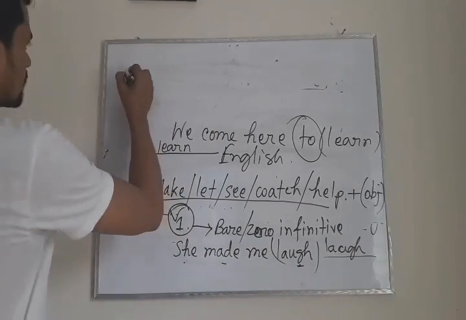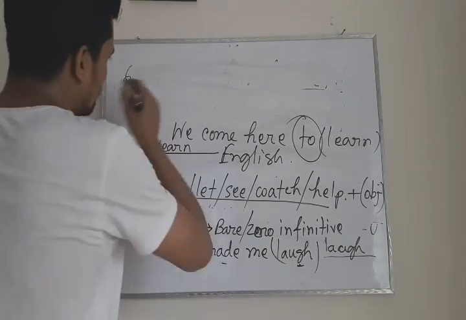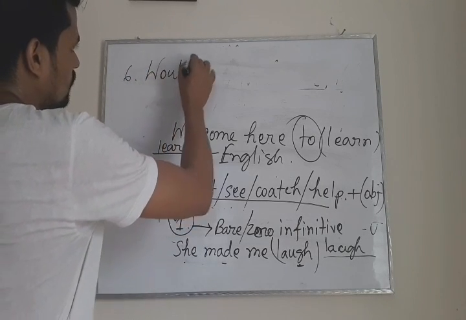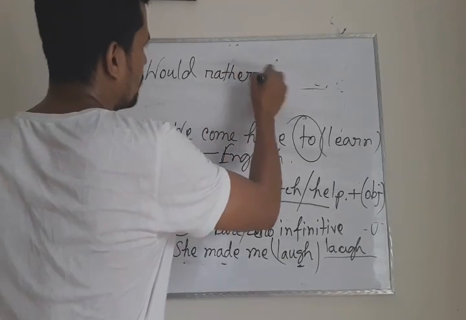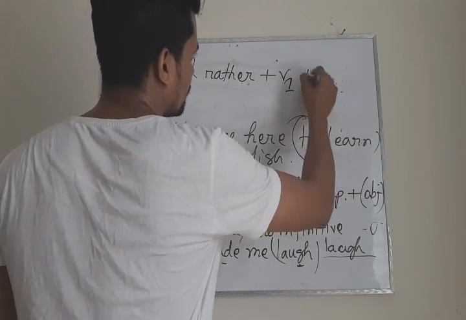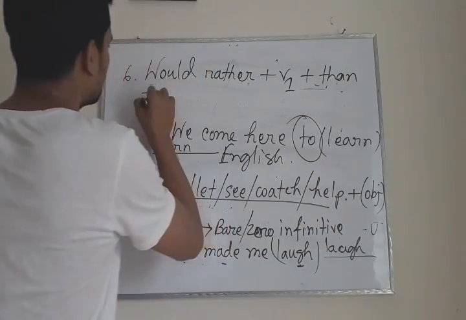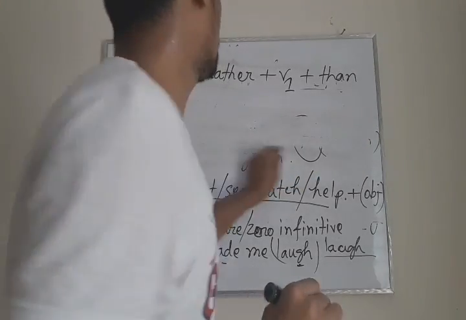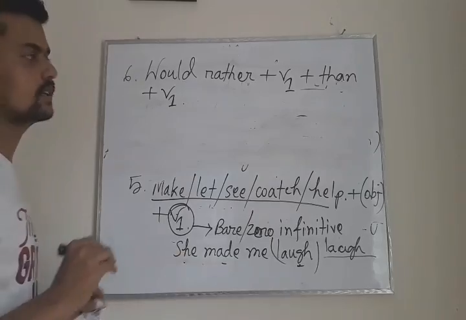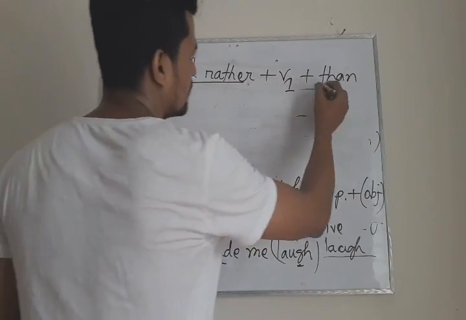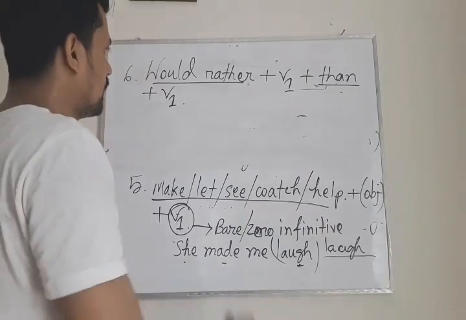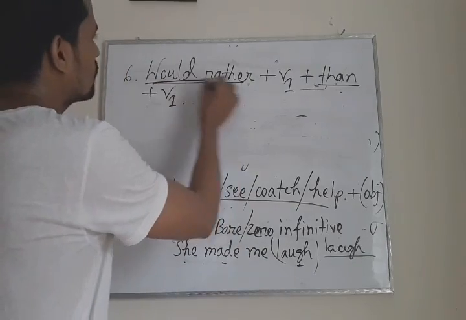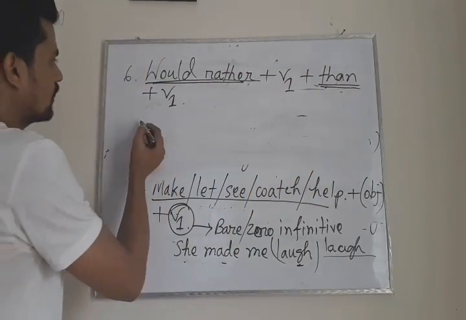Number 6, the last number: would rather plus V1 plus than plus V1. When do we use V1 twice? If you get would rather and then than. If there is a preference between two things, you will use would rather and than.